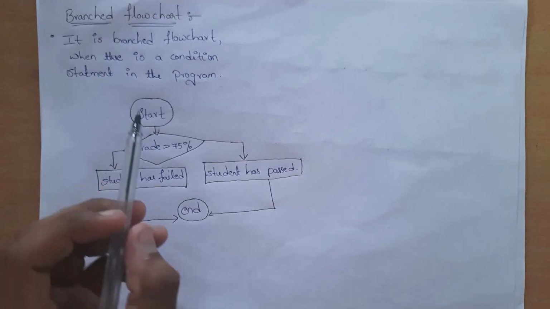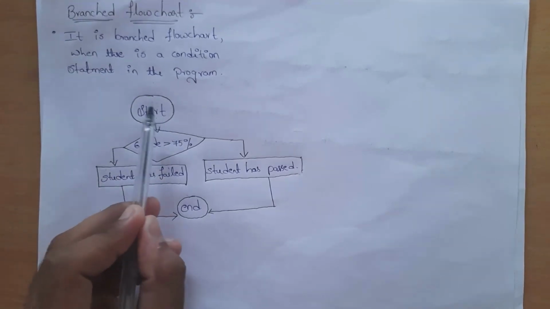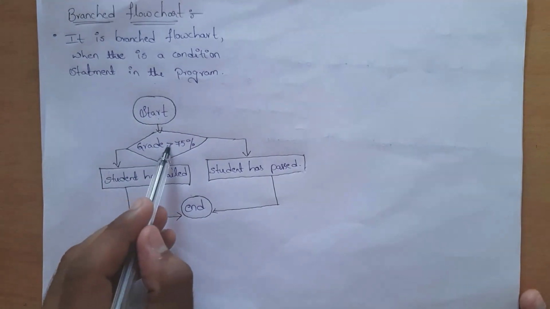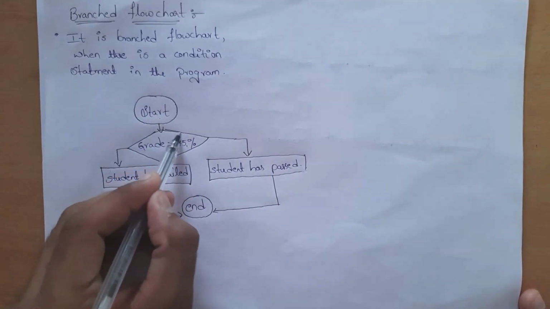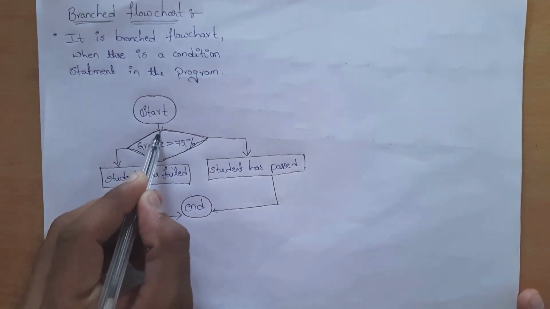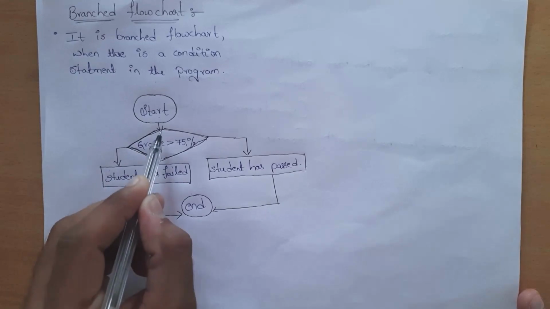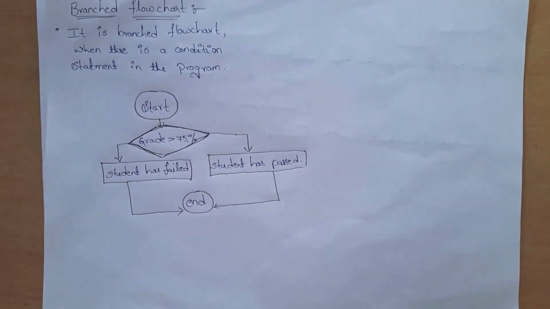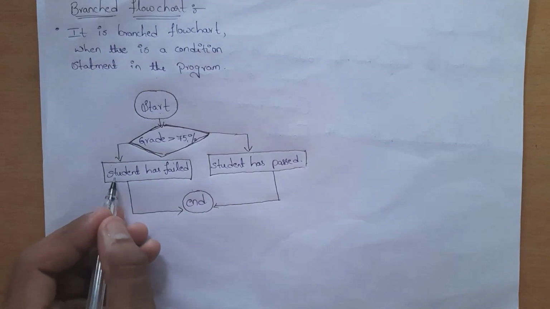This is an example. Here I wrote start. We need to write start in an ellipse. After that, I wrote grade greater than 75. This is a conditional statement, so we need to write this in a rhombus. Whenever you use a conditional statement in our flowchart, we call it a branched flowchart. If the condition is true, then this statement will be executed. If the condition is false, then this statement will be executed.